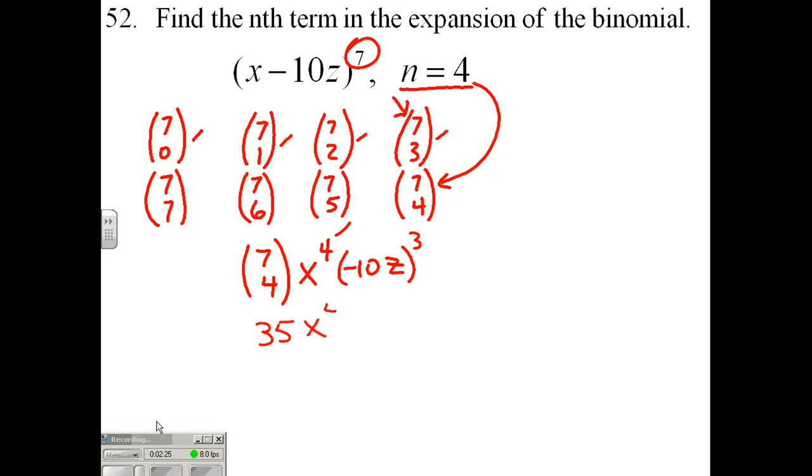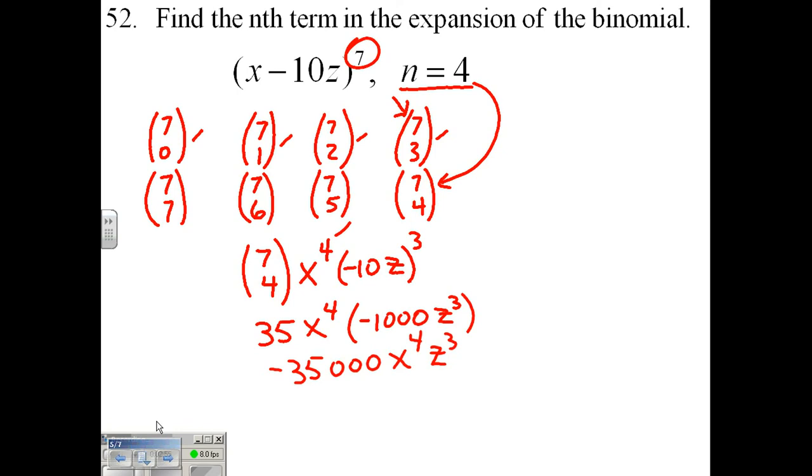I've got an x to the fourth. I've got negative to the third, negative survives to the third, 10 to the third, 1,000 z to the third. So we end up with negative 35,000 x to the fourth z to the third. Nice that we just had to find the one term.